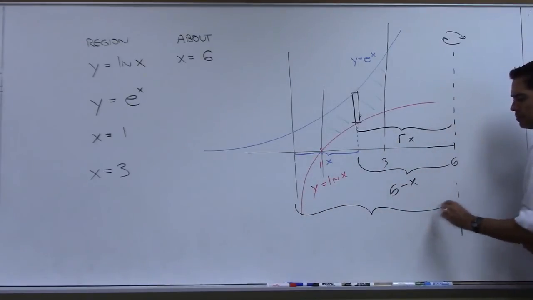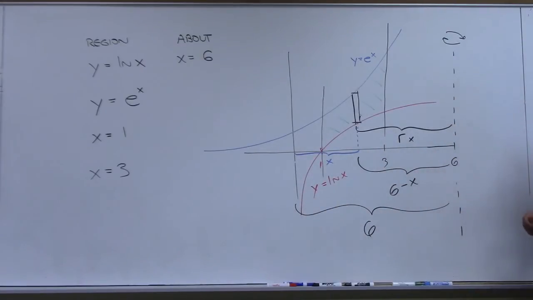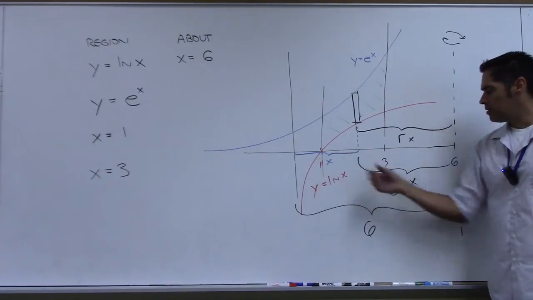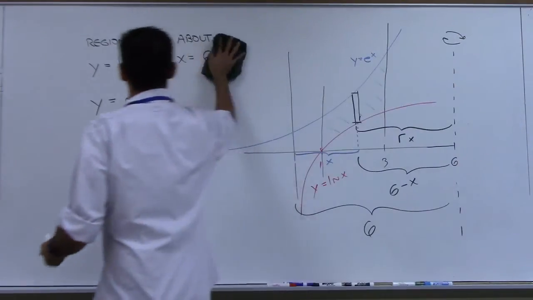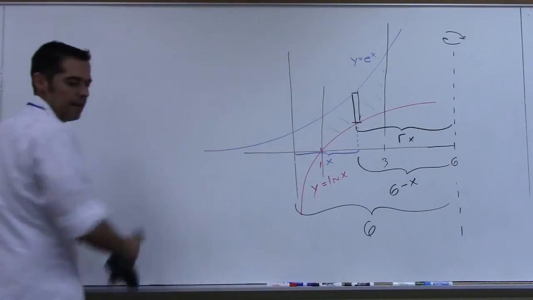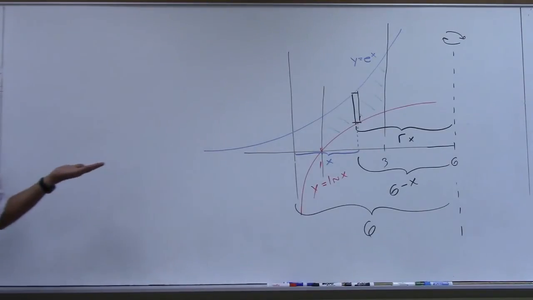That entire distance was 6. 6, take away that x, and that's this piece right here. Bless you. Okay, I hope that helped a little bit. That one? I mean, it's pretty much the exact same problem that we just did, different functions.